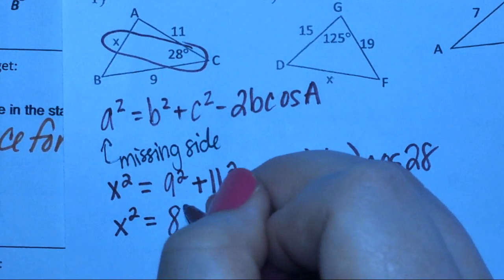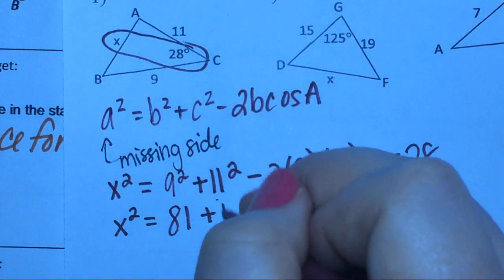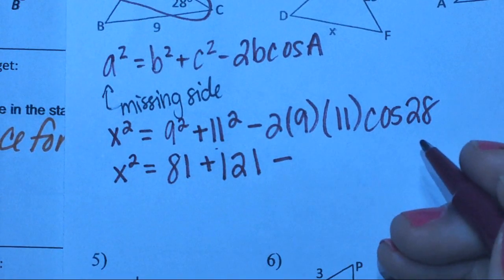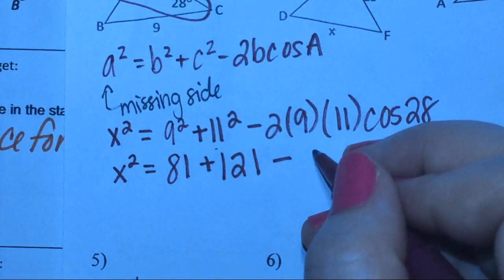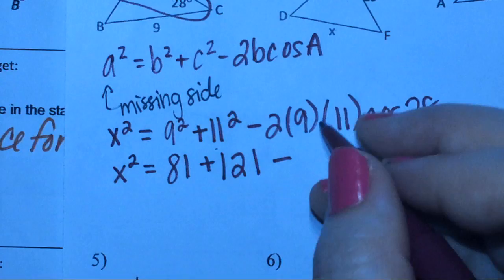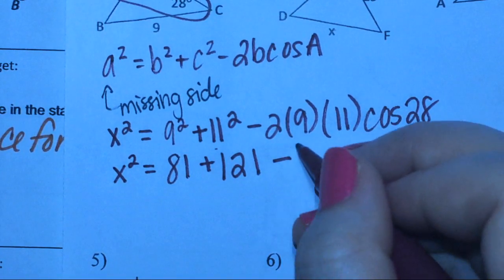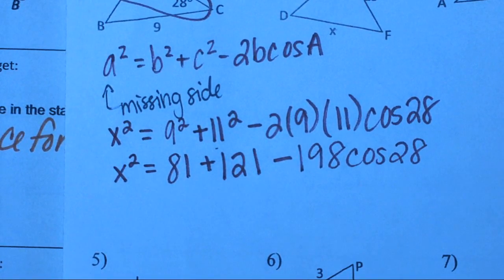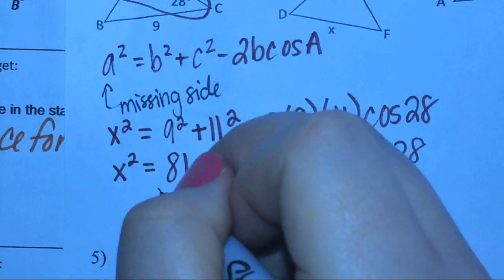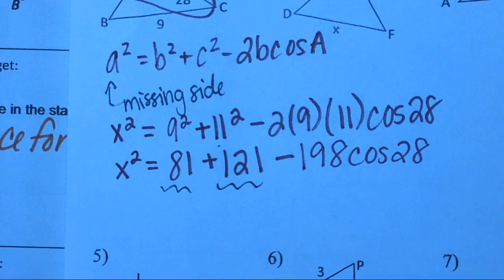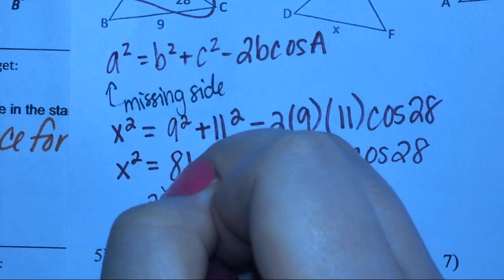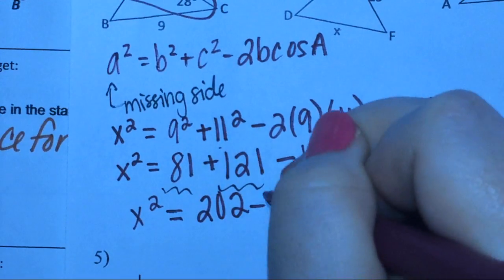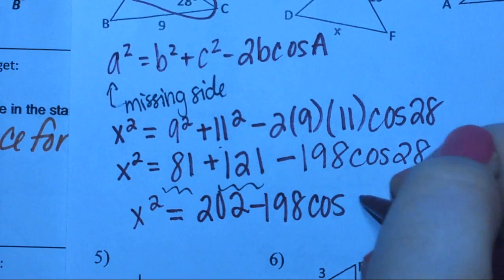So 9 squared, that's 81. What's 11 squared? Okay, and then I need to know 2 times 9 times 11. 198 cosine of 28. Okay, and then I have some like terms that I can combine. So I can add 81 and 121, and I'll have x squared equals 202 minus 198 cosine of 28.